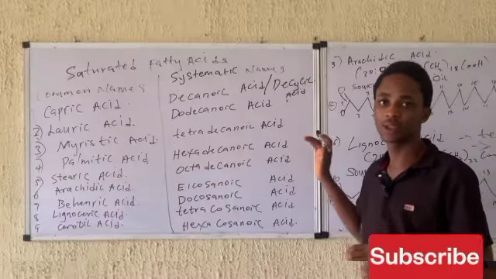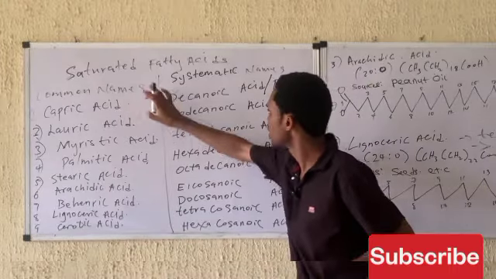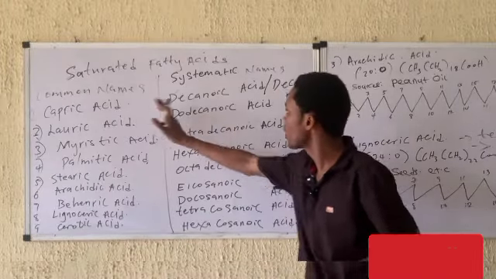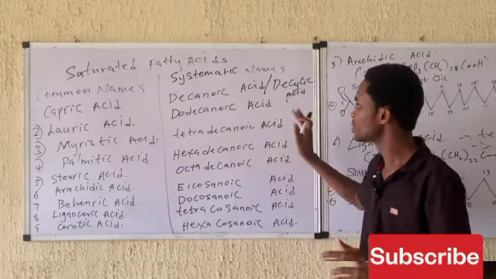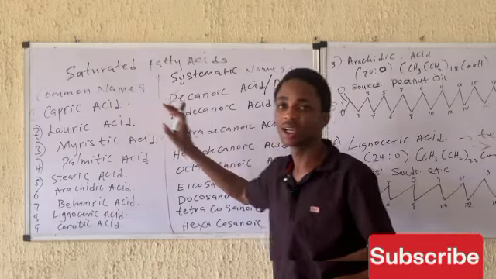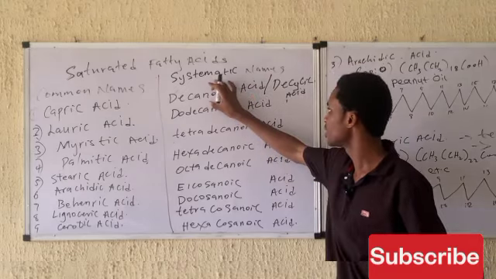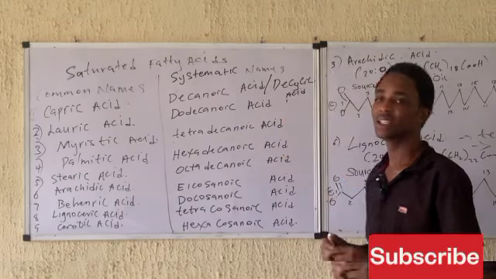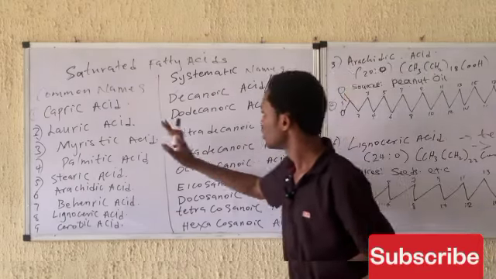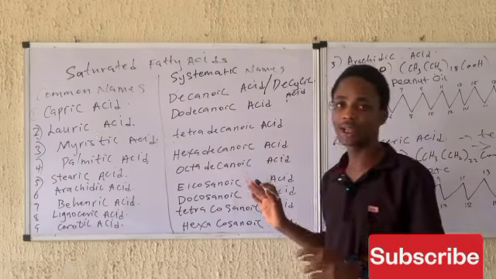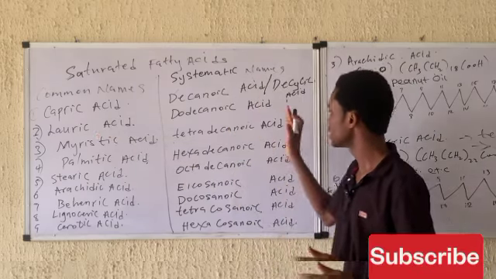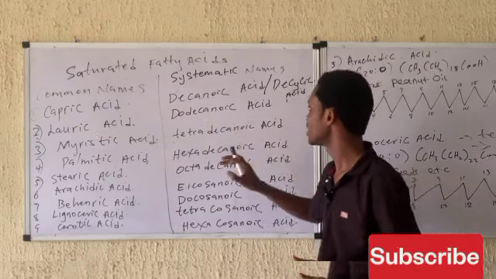This is the summary of what we did earlier. Under the saturated fatty acids, here we have the common names and the systematic names. The first in our list is capric acid, the common name, and the systematic name is decanoic acid. The second here is lauric acid as the common name, while the systematic name is dodecanoic acid.